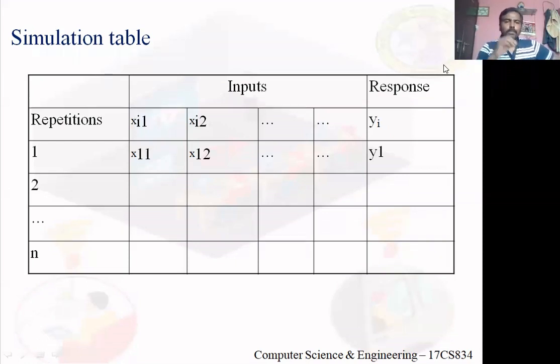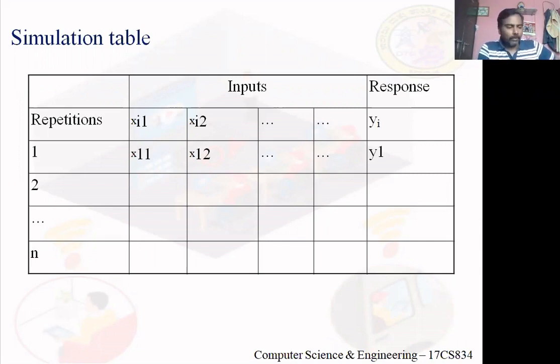So see here. In a simulation table, there are two cases. What you can see is that there are n repetitions. This n may be fixed or it may be random. Let me tell you, it may be fixed or it may be random.